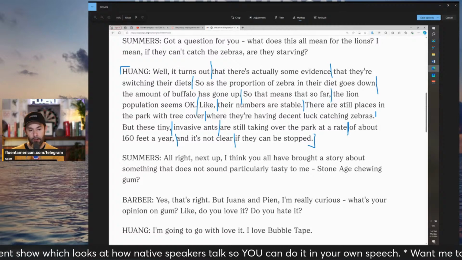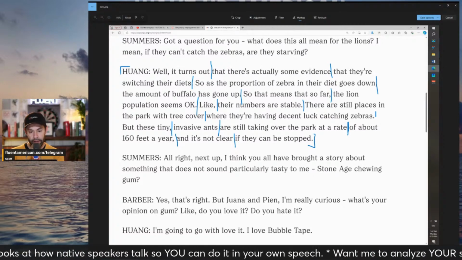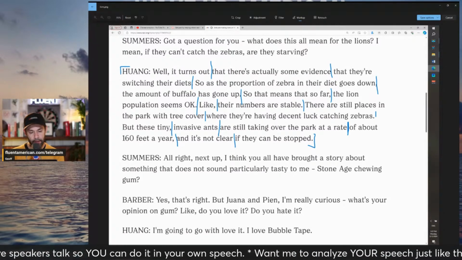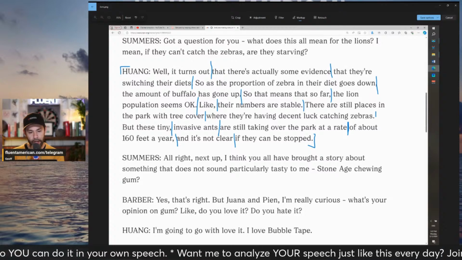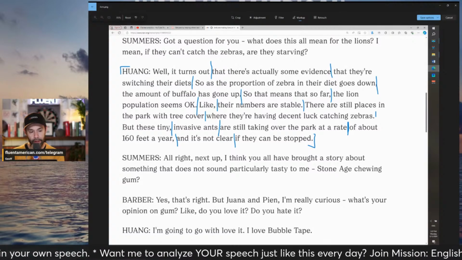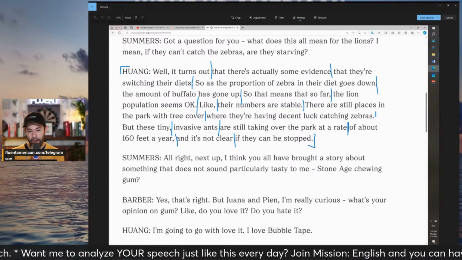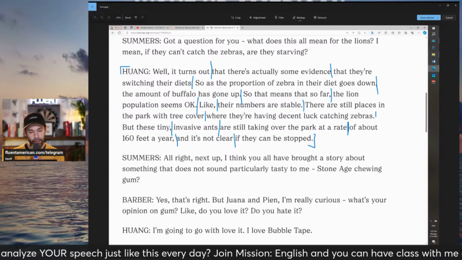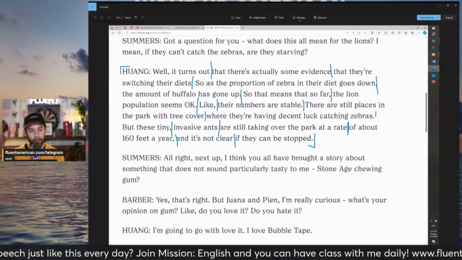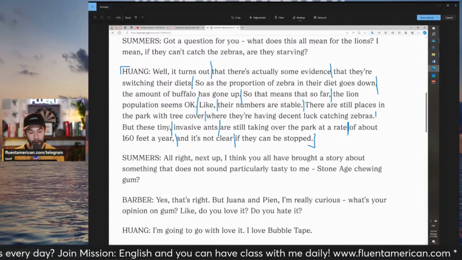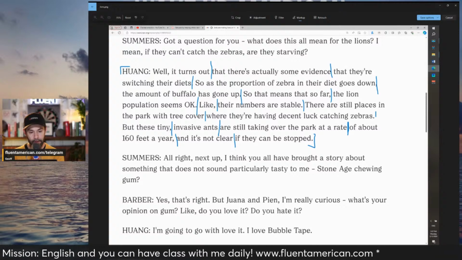Breathe in. Well, it turns out that there's actually some evidence that they're switching their diets. So as the proportion of zebra in their diet goes down, let's do it again. Breathe in. Well, it turns out that there's actually some evidence that they're switching their diets. So as the proportion of zebra in their diet goes down, the amount of buffalo has gone up. Okay, let's add more. Let's add two more.